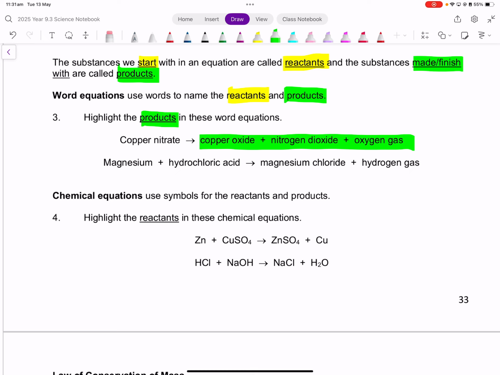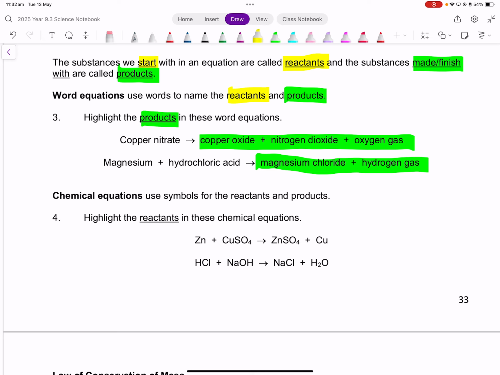In the case of magnesium and hydrochloric acid, we add those 2 things together, and it produces 2 products, which are magnesium chloride and hydrogen gas. Now, chemical equations are quite similar, but instead of using the words, we now use the chemical symbols. And so in these 2 chemical reactions, we have zinc plus copper sulfate produces zinc sulfate and copper.